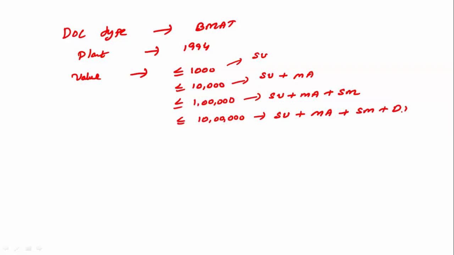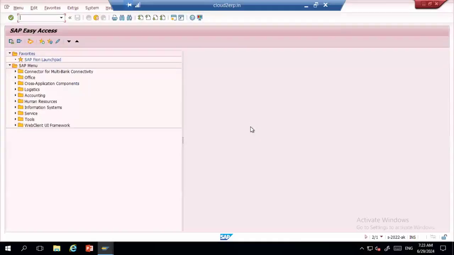So first, as I mentioned, we need to create the characteristics. What are the characteristics? These three are my characteristics. I'll create these, club these three into one class, then create the release codes, and then I'll create the release strategy. Now let me go to SAP. Let me share my screen. Let me know if you can see my SAP screen. Yes.